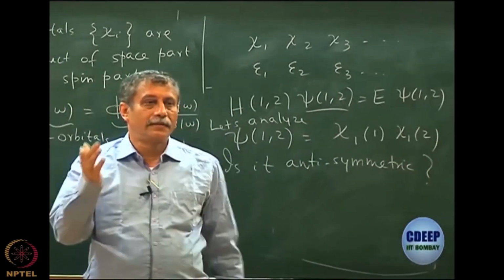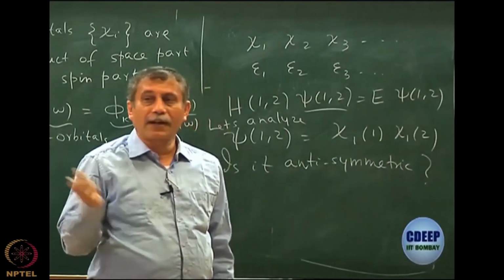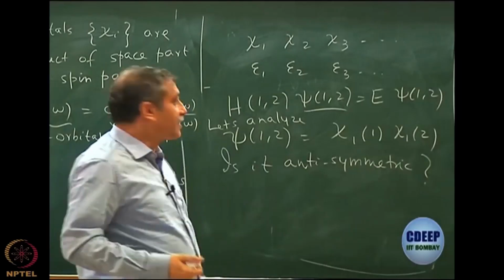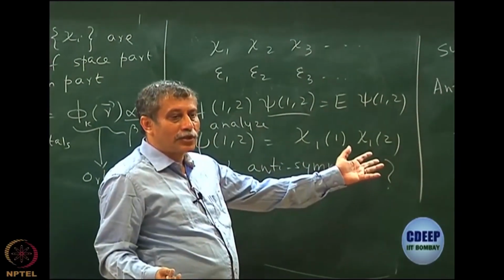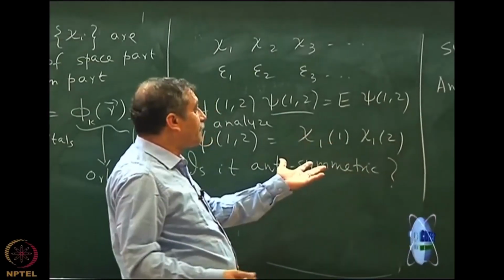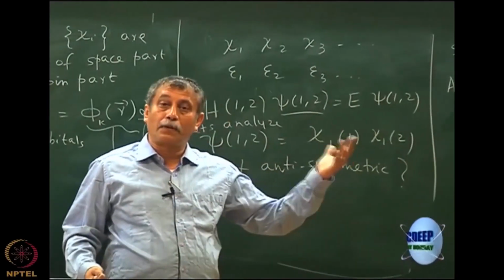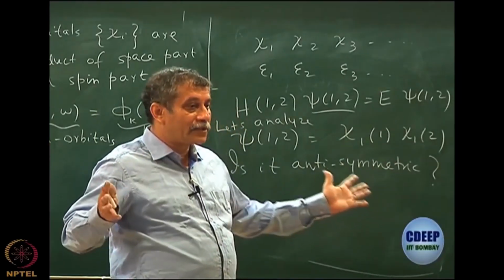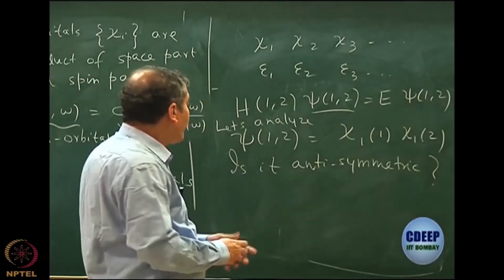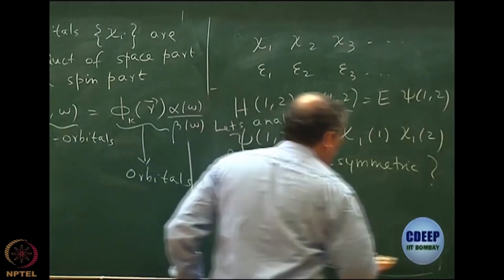What is the answer? No. All of you are convinced? That is, if I interchange 1 and 2, they become identical. So it is not antisymmetric. It is actually a symmetric function, and this can be a valid non-interacting Bose eigenfunction for Bose particles, but not for the electrons.